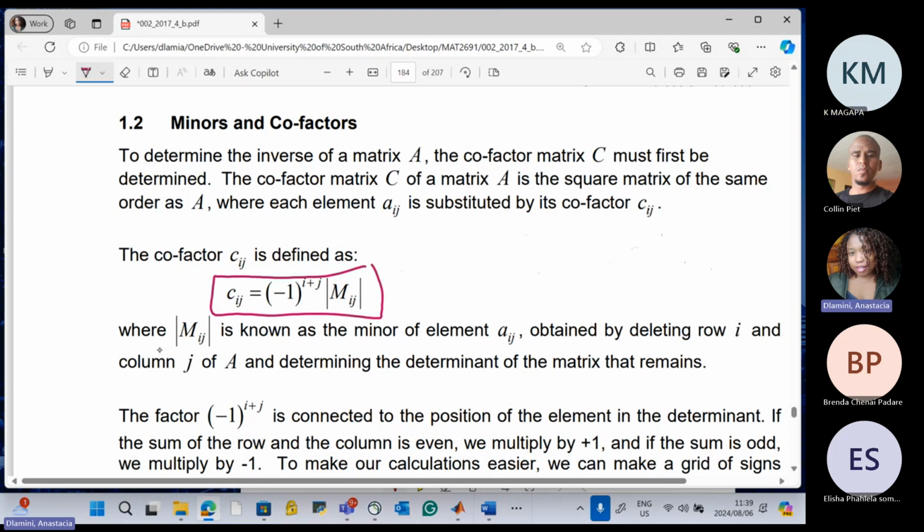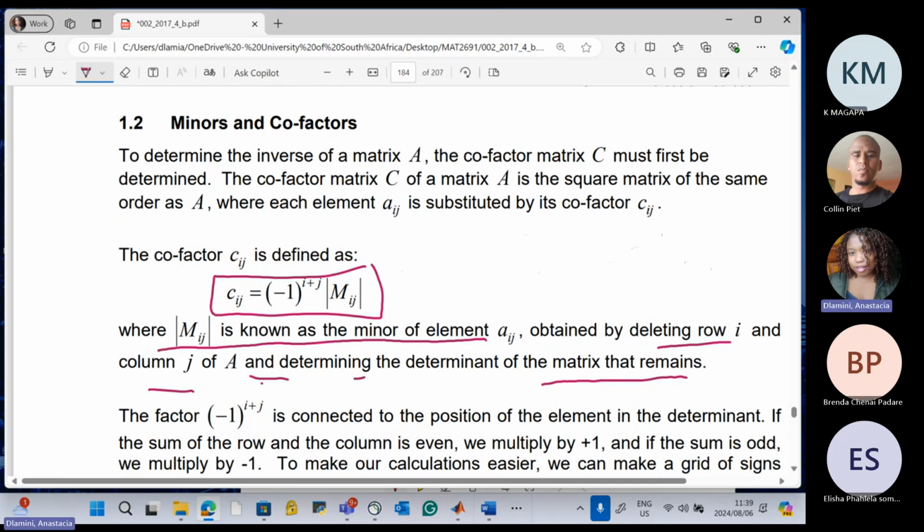Now, this is known as the minor of the element Aij, obtained by deleting row i and column j of the matrix, and determining the determinant of the matrix that remains. Do you see that you still need to know the determinant just to find the cofactors even?